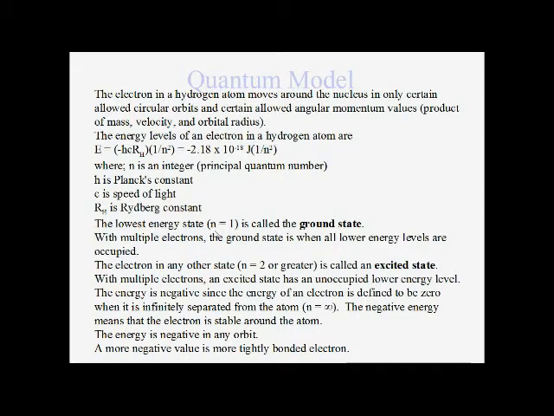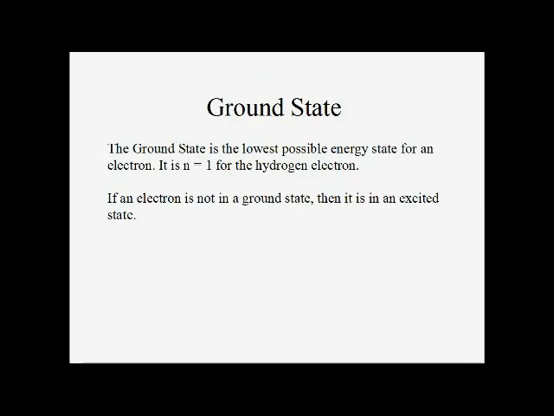When the electron is in the lowest possible energy state, which for hydrogen would be n equals 1, that is called the ground state. If the electron is not in the lowest possible energy state, then it is in what's called an excited state. The ground state is when the electron is in the lowest possible state, for hydrogen n equals 1.